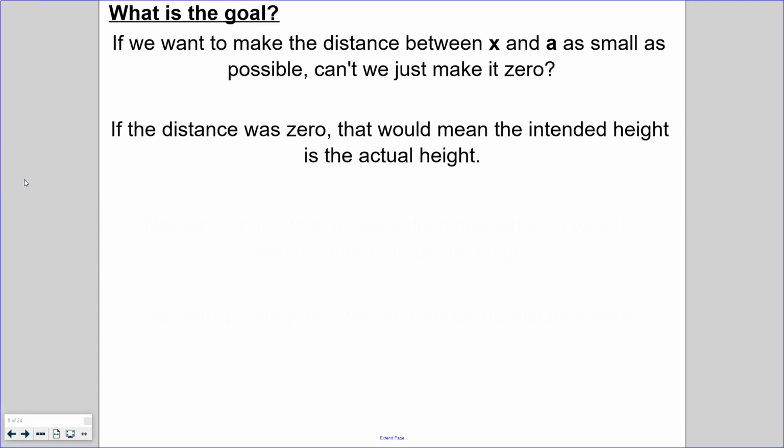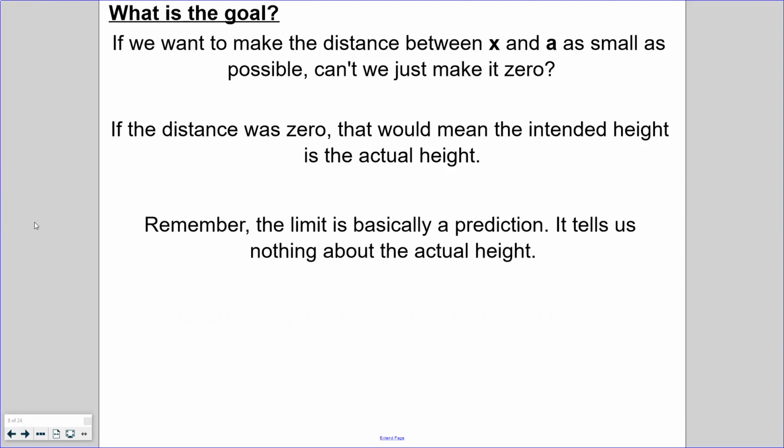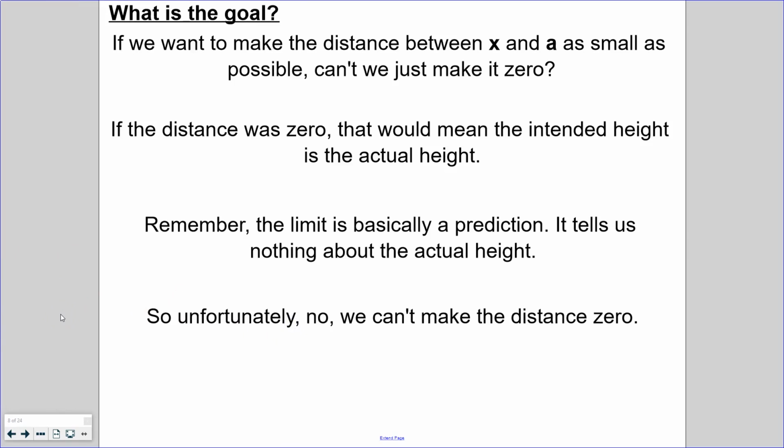If the distance was 0, that would mean that the intended height is the actual height, which you might think is great news. But let's remember that the limit is basically a prediction. It tells us nothing about the actual height. So that means that the distance between x and a can never be 0, because we can't tell from just the limit alone whether the prediction is true. So no, unfortunately, we can't make the distance 0 because, again, we don't know what the actual height is. We just want our prediction to be as accurate as possible.